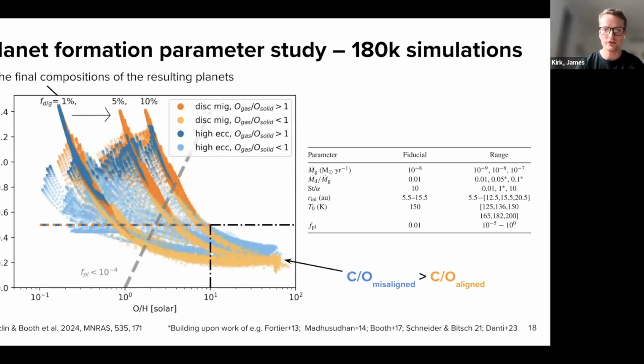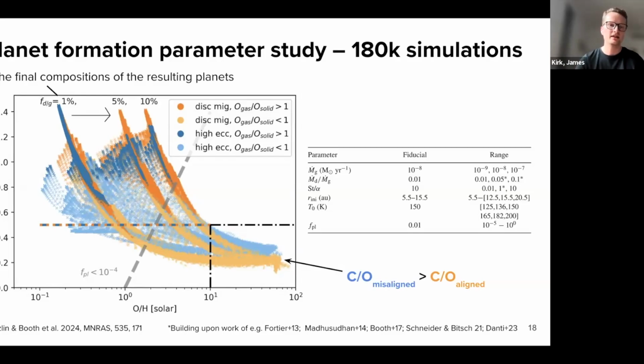These parameters include the accretion rate of the gas onto the central star, the flux of dust relative to the gas within the disk, the Stokes to alpha number, which parameterizes how well coupled the dust is to the gas within the disk, the initial radius of forming planets, the temperature of the disk, and the fraction of solids in the disk that are in the form of planetesimals.